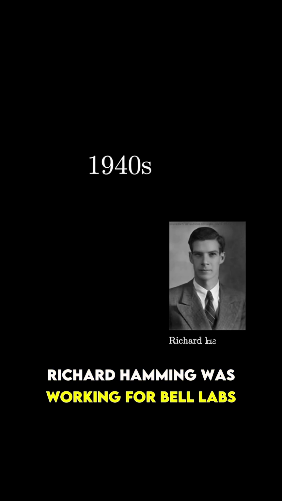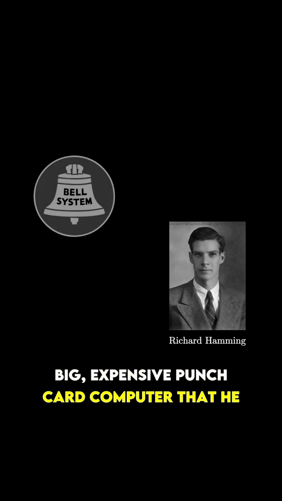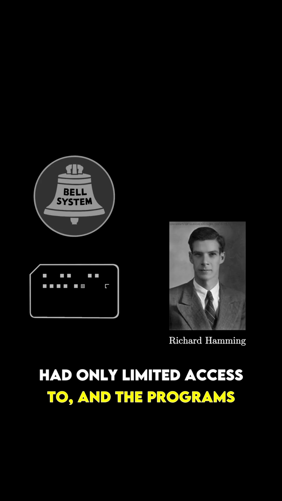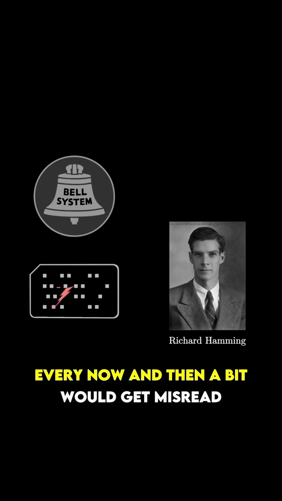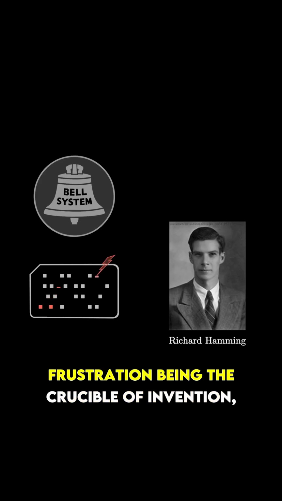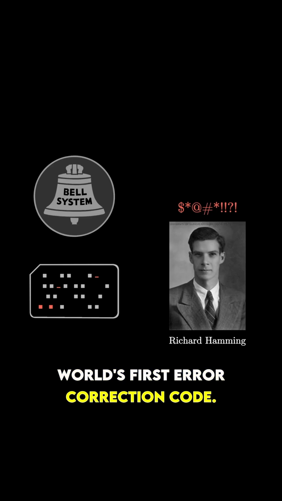The story begins in the 1940s, when a young Richard Hamming was working for Bell Labs, and some of his work involved using a very big, expensive punch card computer that he had only limited access to. And the programs he kept putting through it kept failing, because every now and then a bit would get misread. Frustration being the crucible of invention, he got so fed up that he invented the world's first error correction code.